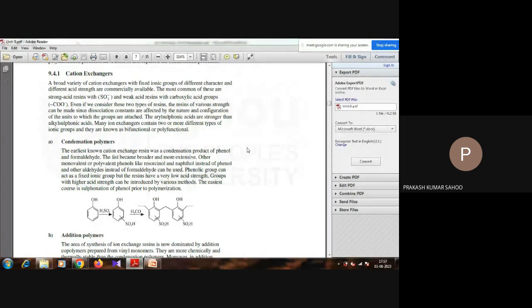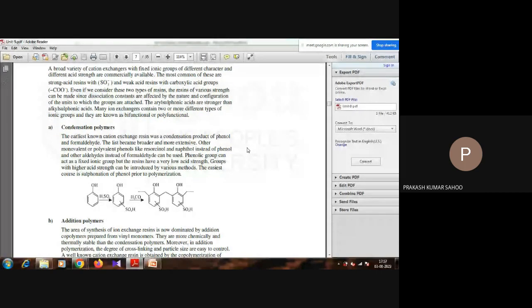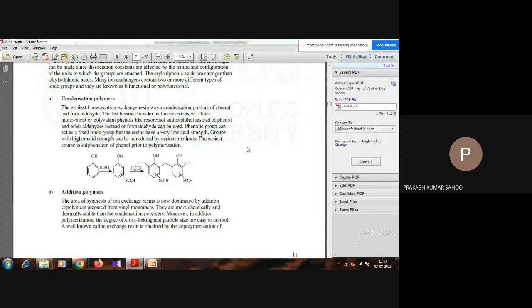So depending upon this factor, the cation exchanger may be of various types, such as condensation polymers, where two organic compounds get condensed with a byproduct and are connected. Here this is the phenol, which undergoes sulfonation with sulfuric acid, H2SO4. The sulfonic acid group, SO3H, gets attached to this phenol. Now this compound is known as benzene sulfonic acid.